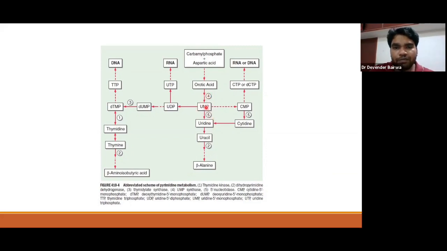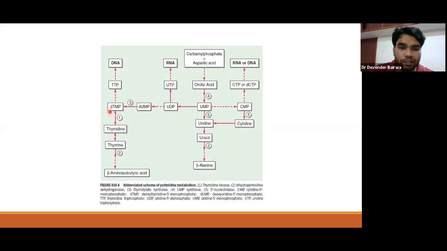Once UMP is formed, UDP can form, and UDP can form UTP, which is involved in RNA. Or UMP can lead to CMP formation, cytosine, then CTP or CDP and deoxy-CTP, which go into RNA or DNA. UMP can be broken down to uridine, or CMP to cytidine, with the help of the 5' nucleotidase enzyme. Once deoxy-UMP is formed, with the help of thymidylate synthase, thymidylate monophosphate is formed. That can form TTP, and then go to DNA.